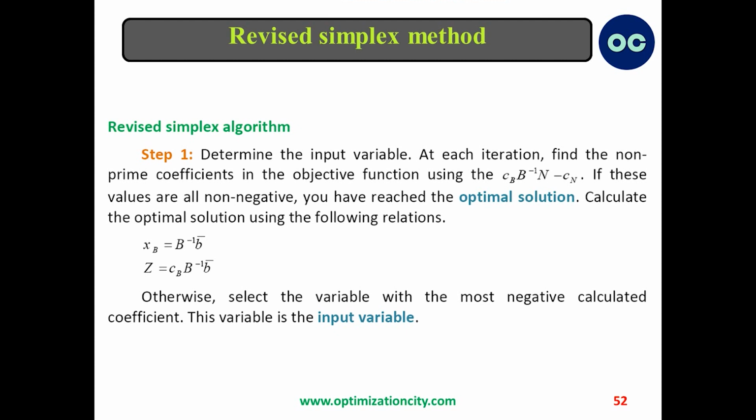In each iteration, use here the C sub B inverse N minus Cn formula to find the non-basic coefficients in the objective function. If all coefficients are non-negative, the optimal solution is reached. To obtain the optimal solution, we use here xb as the optimal solution for the basic variables, the others are 0, and z is the optimal value of the objective function. If any calculated coefficients are negative, choose the variable with the most negative coefficient as the input variable.